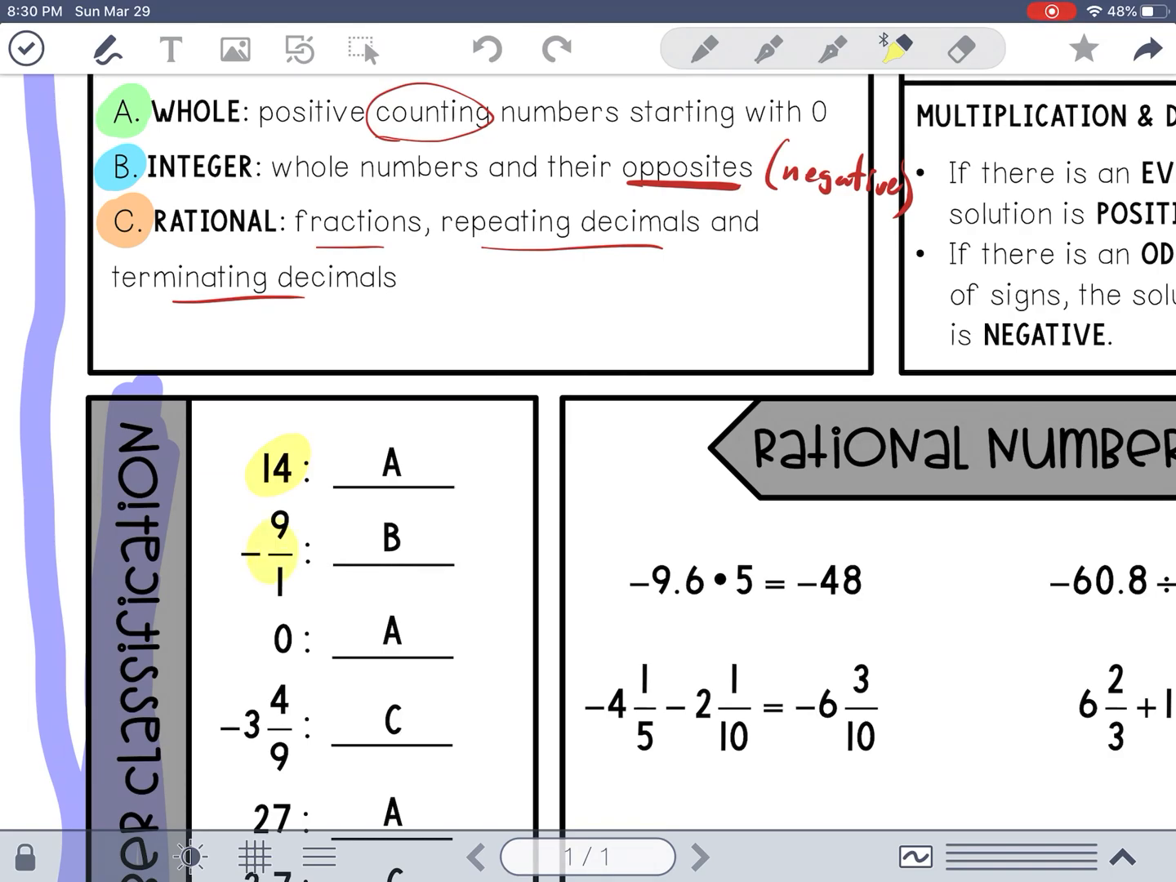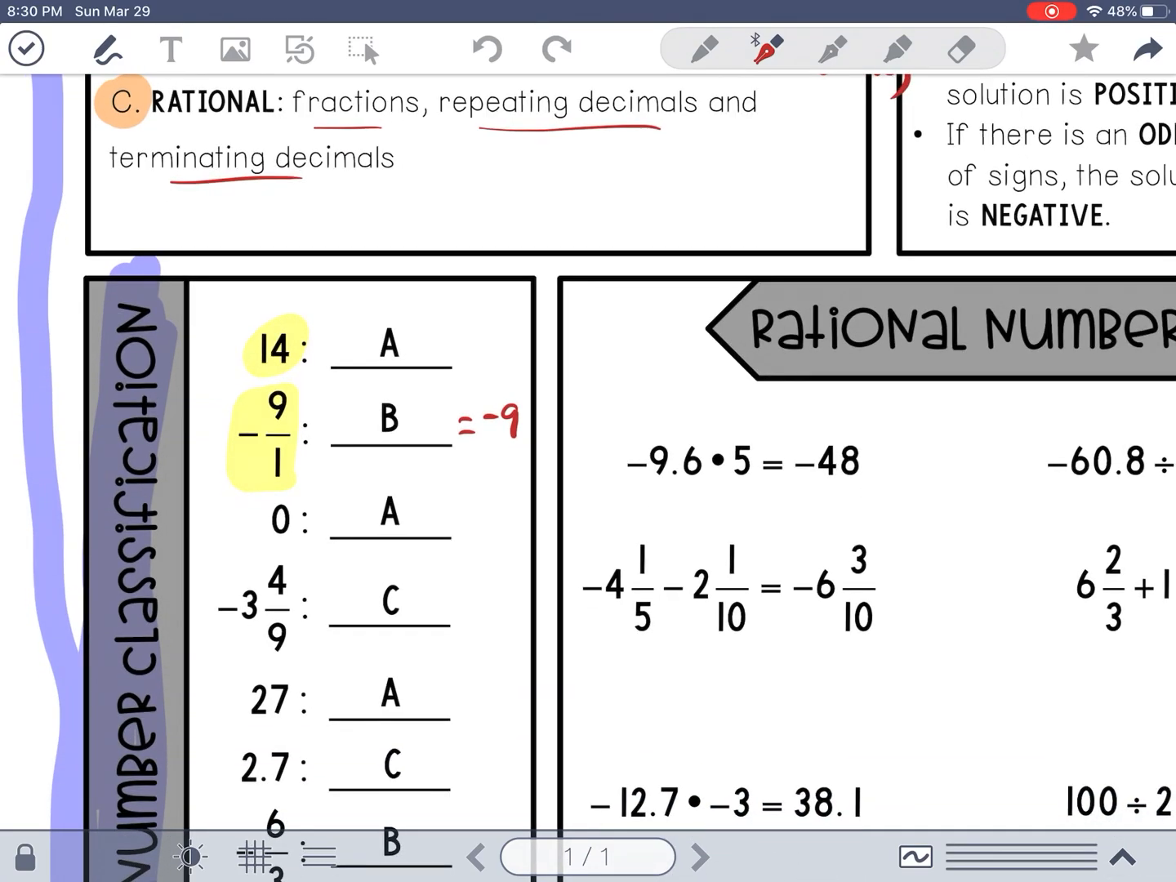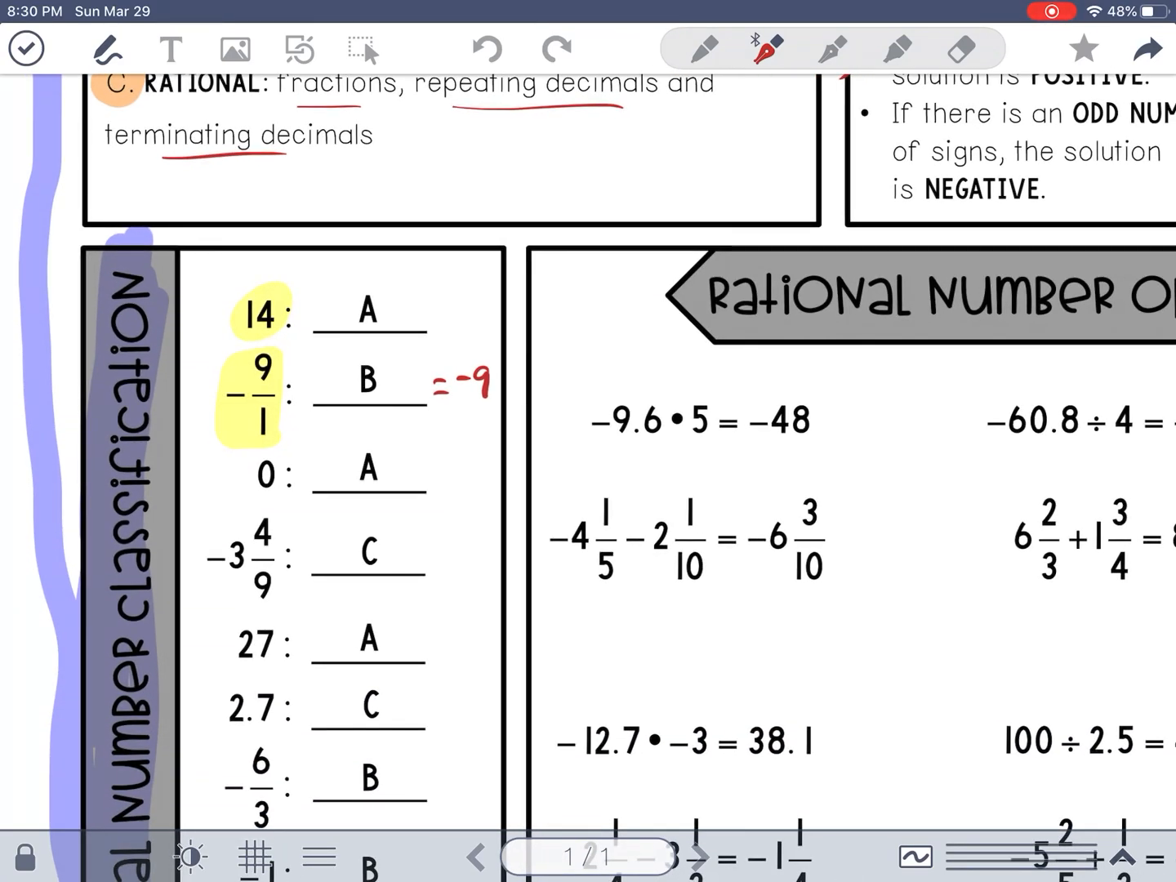Look at the next one. -9 over 1. That's just -9. That's a negative value, so that's an opposite. So yes, that would be an integer, B. Remember, you're looking for the smallest subset that these numbers could fit into. Those are the values you're looking for.